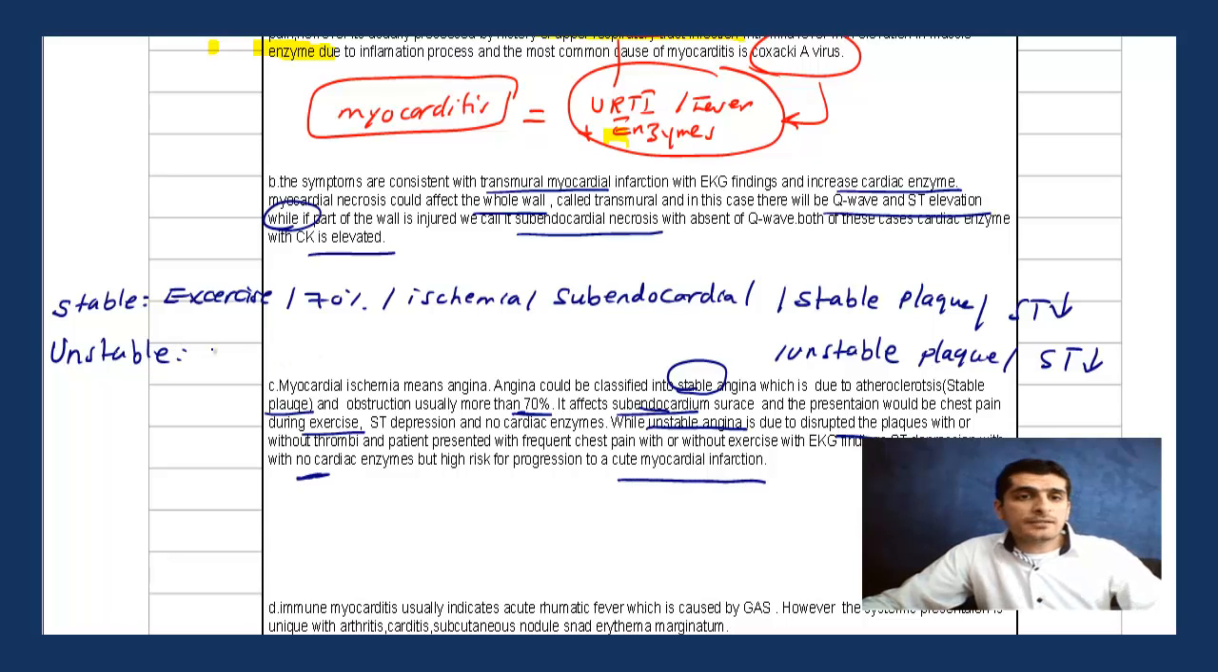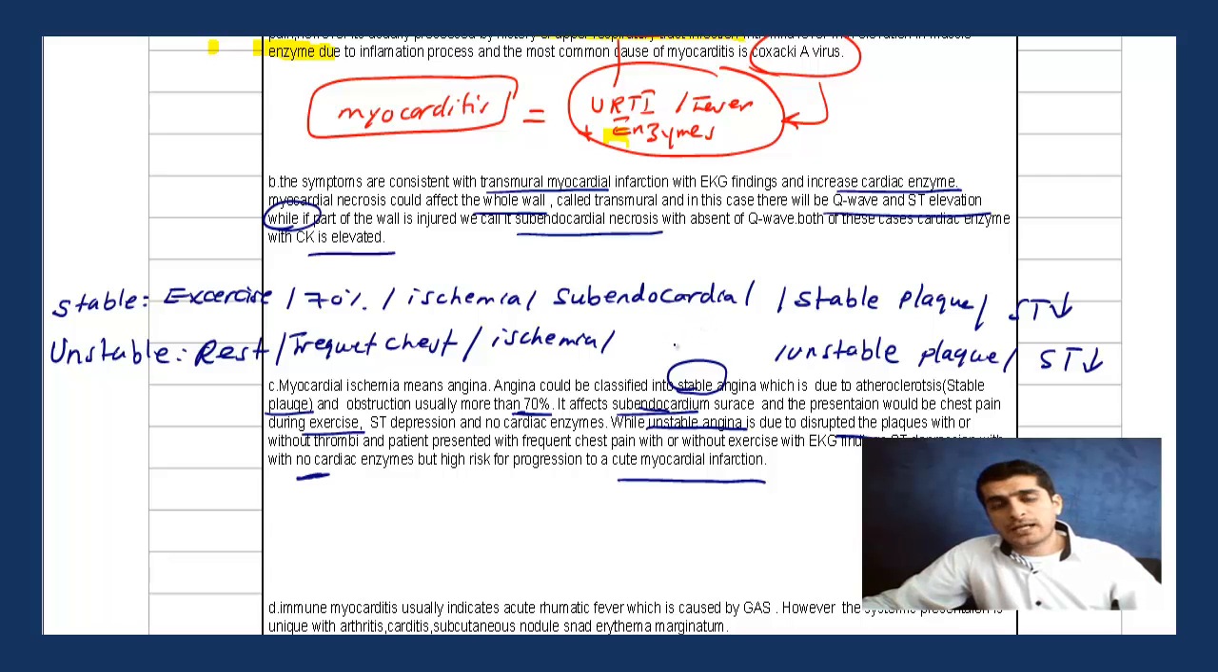Now, how will you make it? Instead of exercise, you will make it rest, or frequent chest pain, right? Ischemia stays the pathology. And around the wall, I think it's subendocardial to transmural. I'm not sure about the wall, so I don't think he will ask you about the wall here. I don't think the wall is really an issue for unstable.